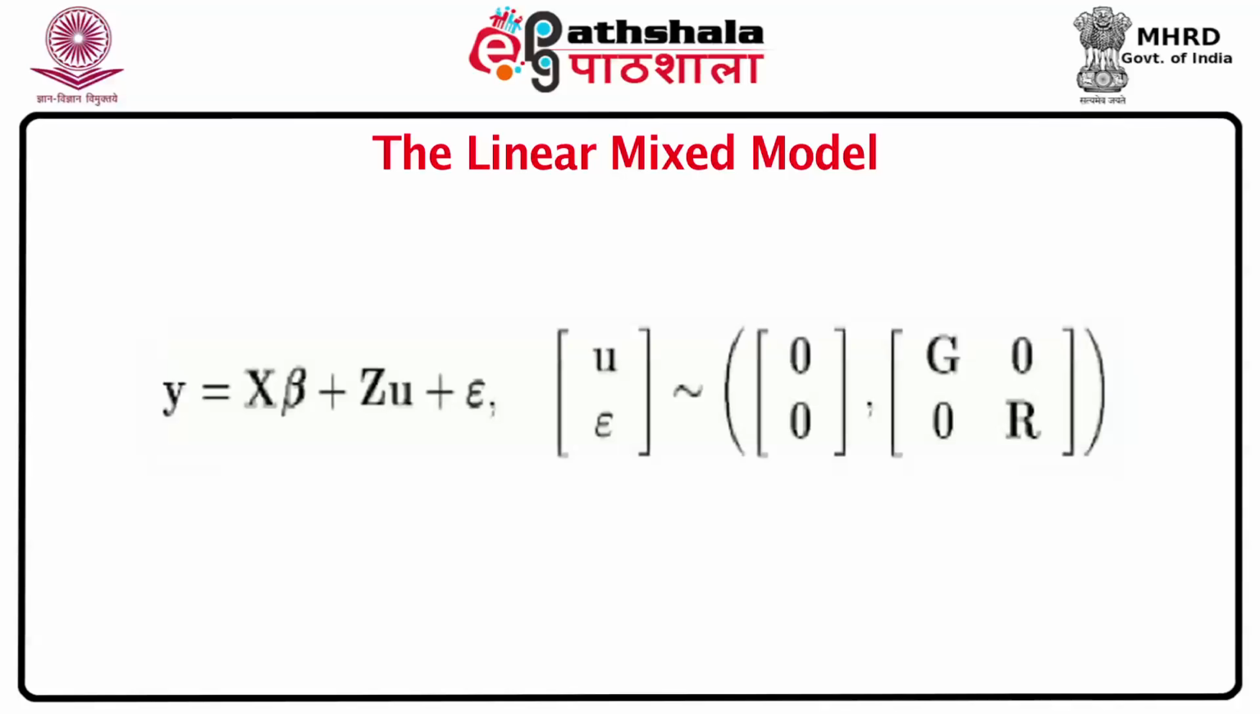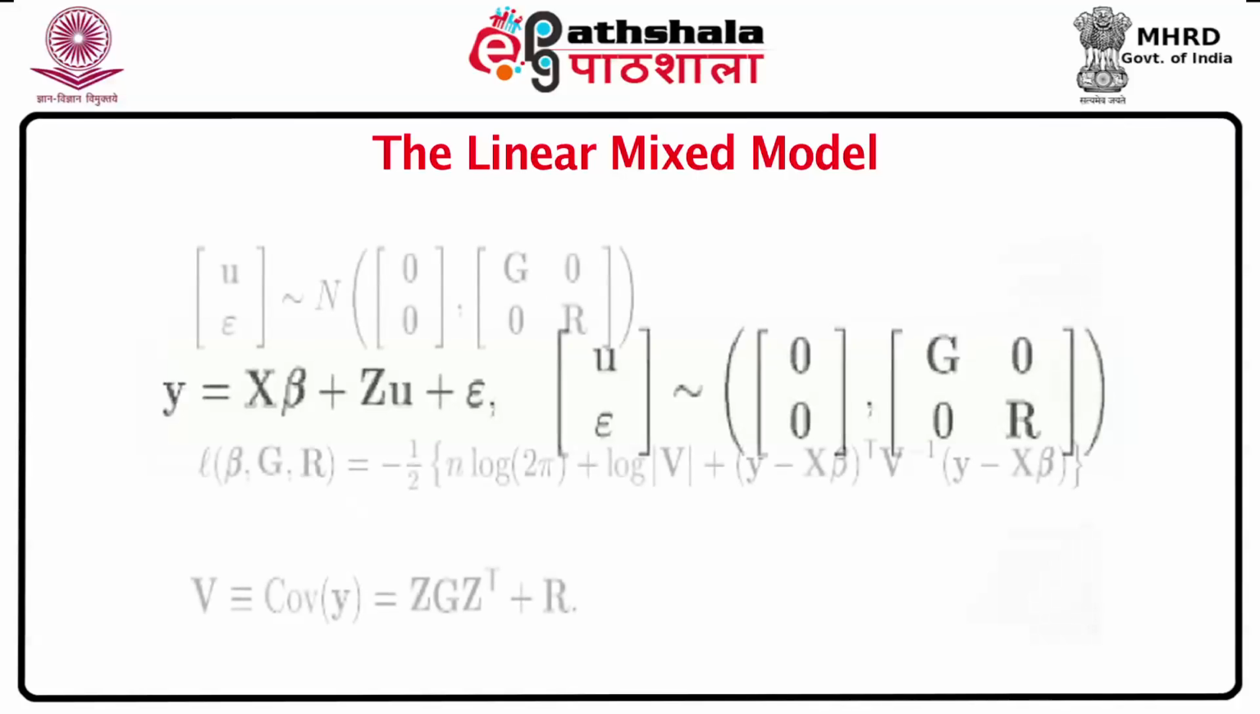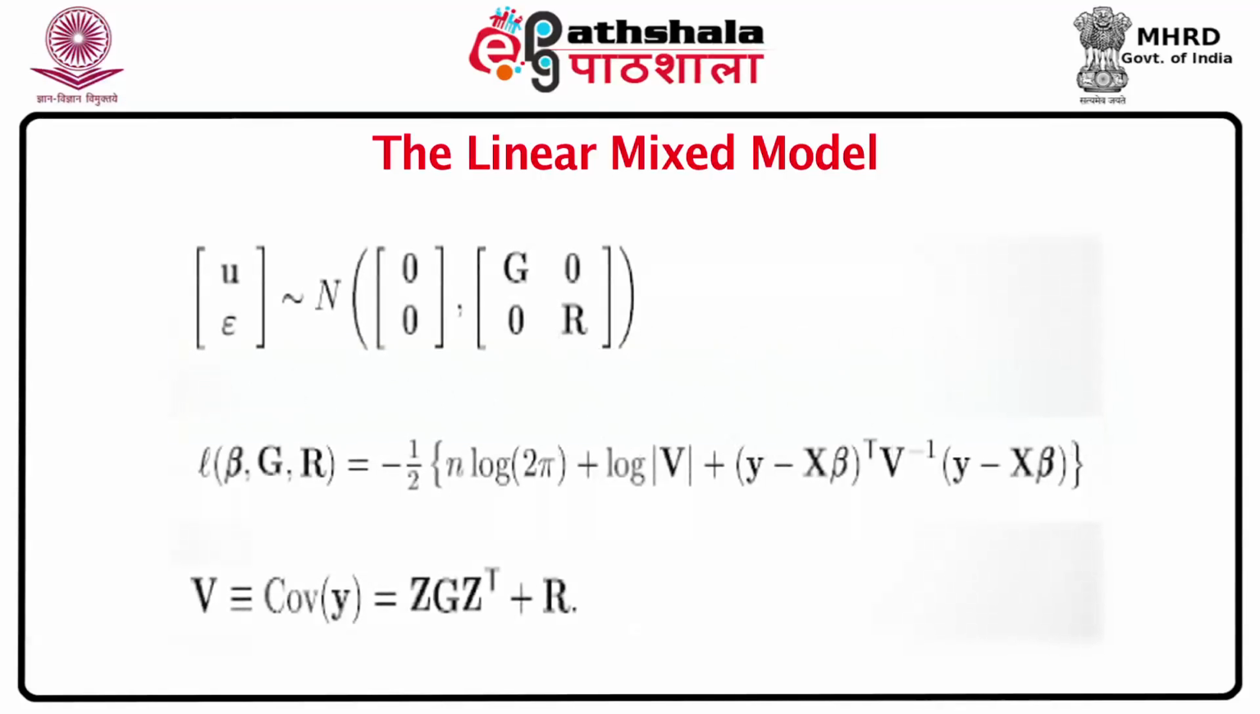As for the linear model, we do not strictly need to assume normality, although more often than not, we do assume this. So inference for the linear mixed model can be effected through the principle of maximum likelihood. If we assume normality of u and epsilon, then the log likelihood of the data is given on the second line of this slide.